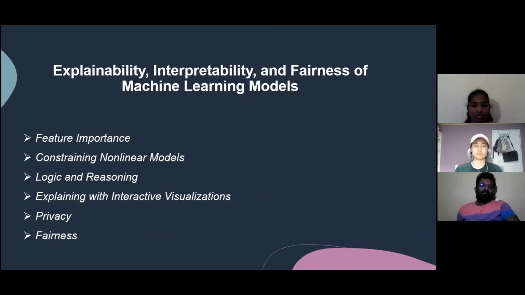And explainability, interpretability, and fairness of machine learning models. Explainability relates to the ability to see how a model works beneath the hood, whereas interpretability refers to the capacity to see how changes in input or parameters affect expected outcomes.